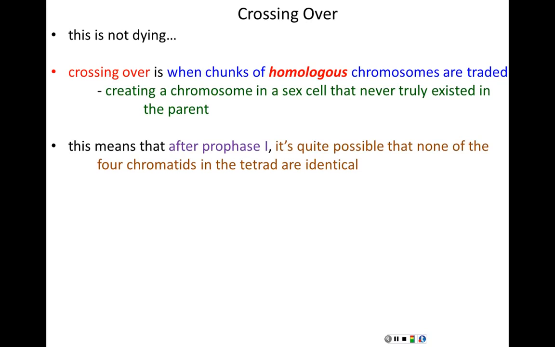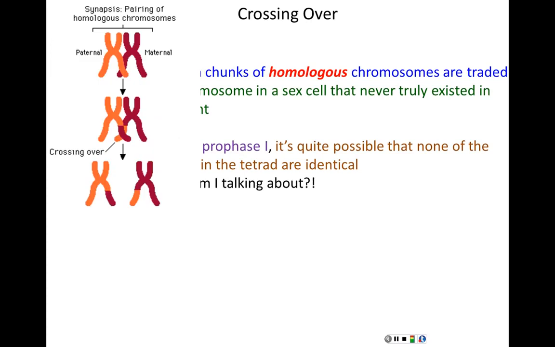I have passed chromosomes on to my children that I myself don't have because of crossing over. This means that after prophase 1, it's quite possible that none of the 4 chromatids in the tetrad are identical. So let's look at this in pictures to make it make a little bit more sense.